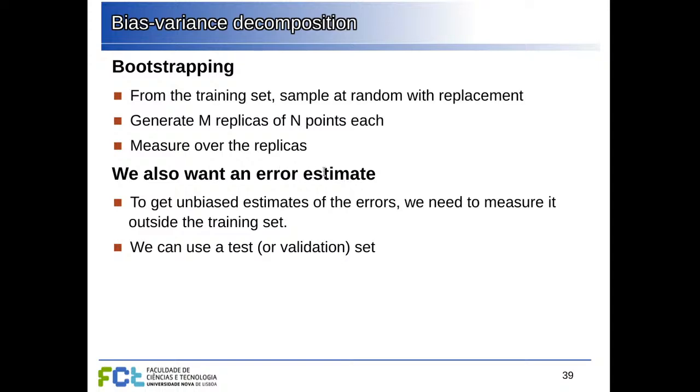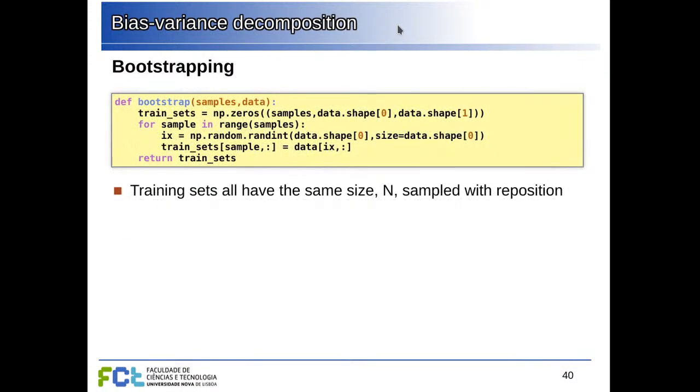To estimate these errors, we're going to do all these estimates outside the training set. So we can use, for example, a test set or a validation set, and we create the replicas and we measure the bias and variance outside those replicas. So this is just an example of how we can create the replicas for bootstrapping.